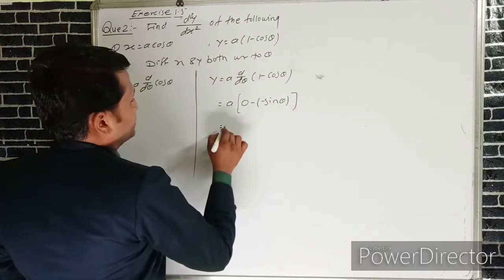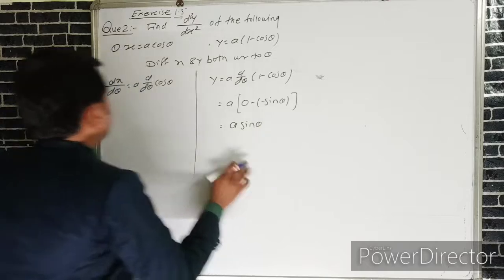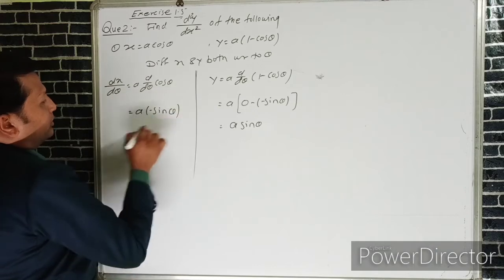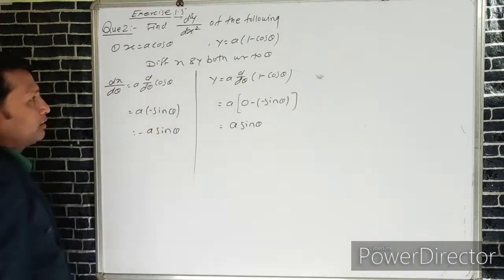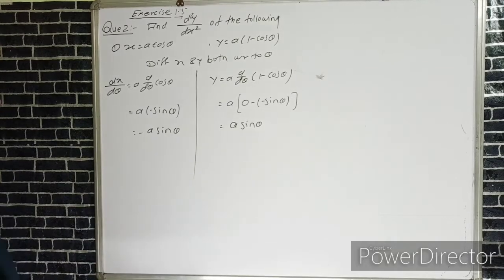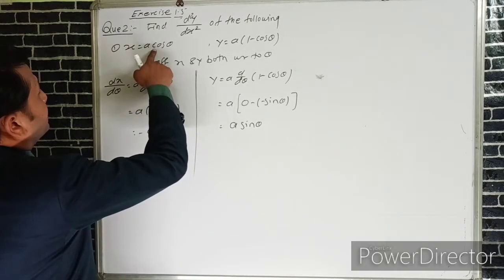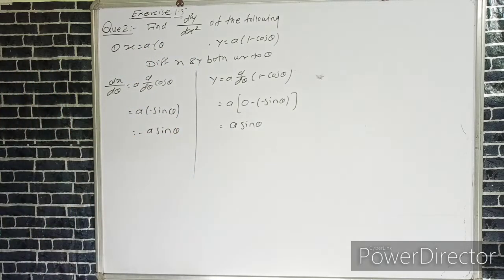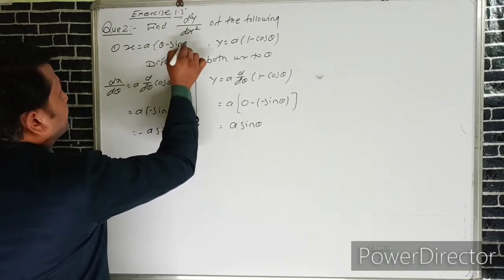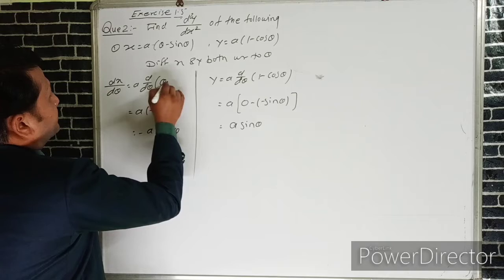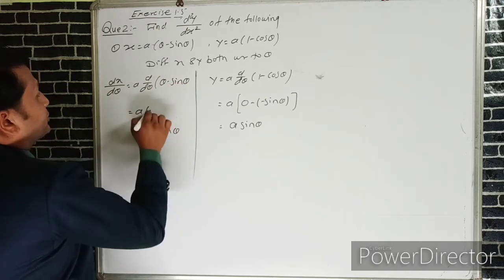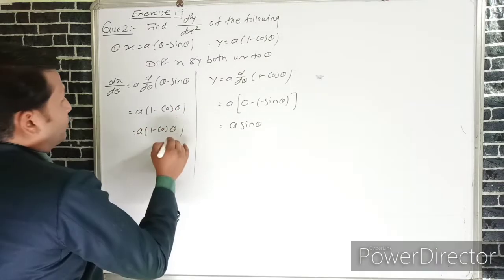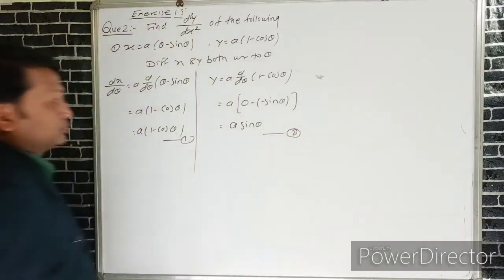Here, plus a into sin theta. Here dx upon d theta, which is a into the derivative of cos theta, which is minus sin theta. Here we can write minus a sin theta. The function is x equals a into (theta minus sin theta) given. Hence we can write the derivative of theta minus sin theta: the derivative of theta is 1 and the derivative of sin theta is cos theta. Here a in bracket (1 minus cos theta) is dx by d theta, and a sin theta is dy by d theta.